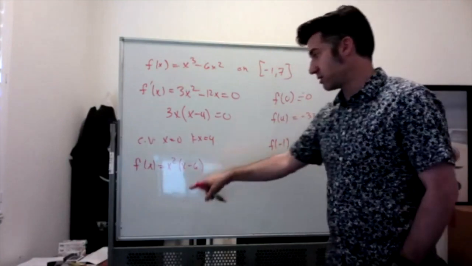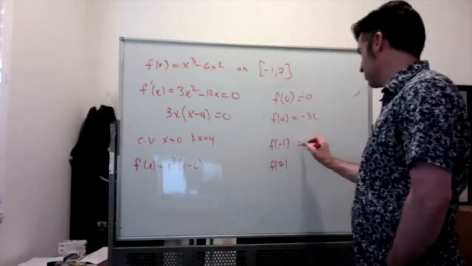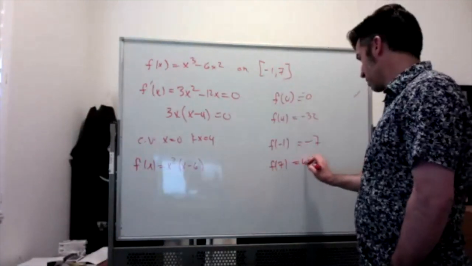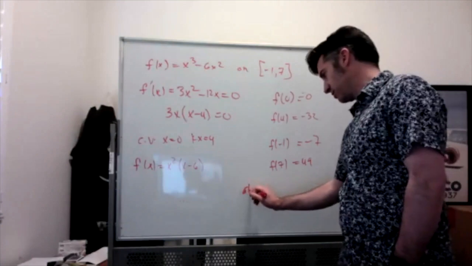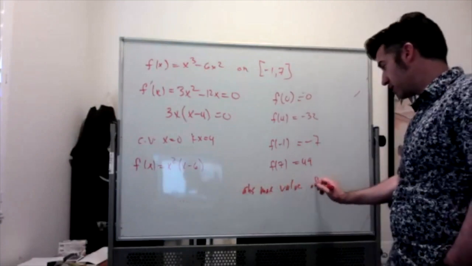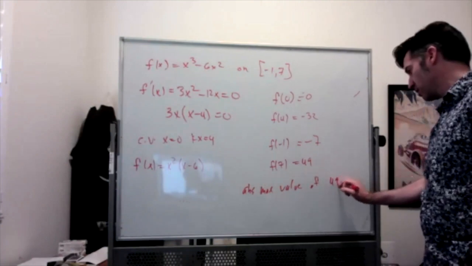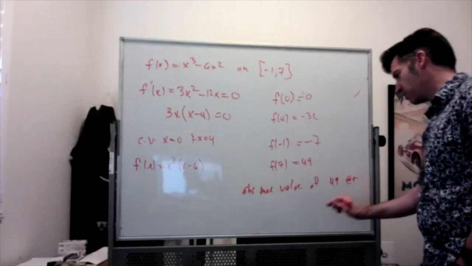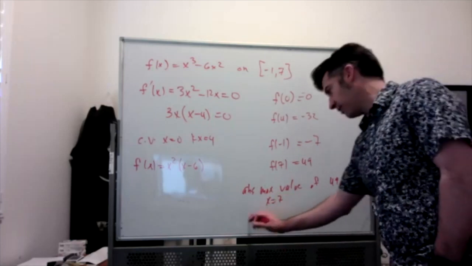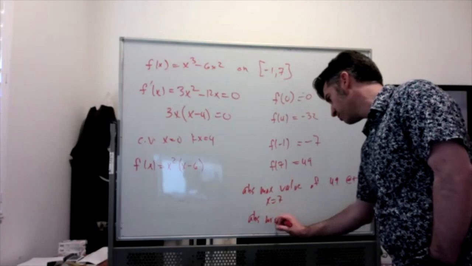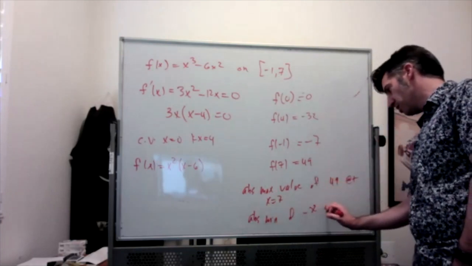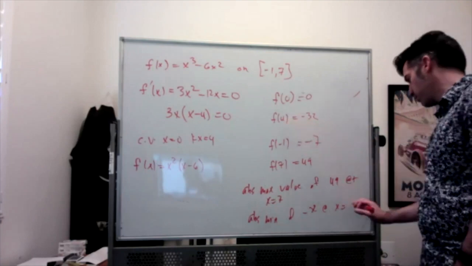f of -1 is going to be 1 times -7. And f of 7 is going to be 49 times 1. So we clearly have an absolute maximum value of the biggest thing, which is 49, at the point x equal to 7. And we have an absolute minimum of, what's the smallest thing, -32 at x equal to 4.